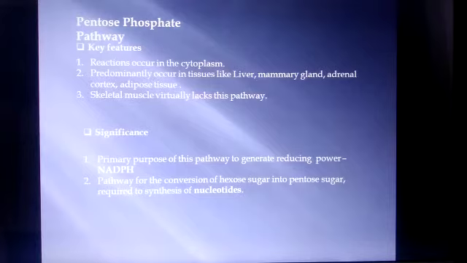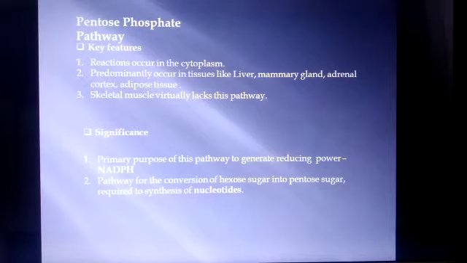This function is especially prominent in tissues like the liver, mammary gland, adrenal cortex, and adipose tissue that actively carry out the reductive synthesis of fatty acids and steroids from acetyl-CoA. Skeletal muscle, which is not active in synthesizing fatty acids, virtually lacks this pathway.